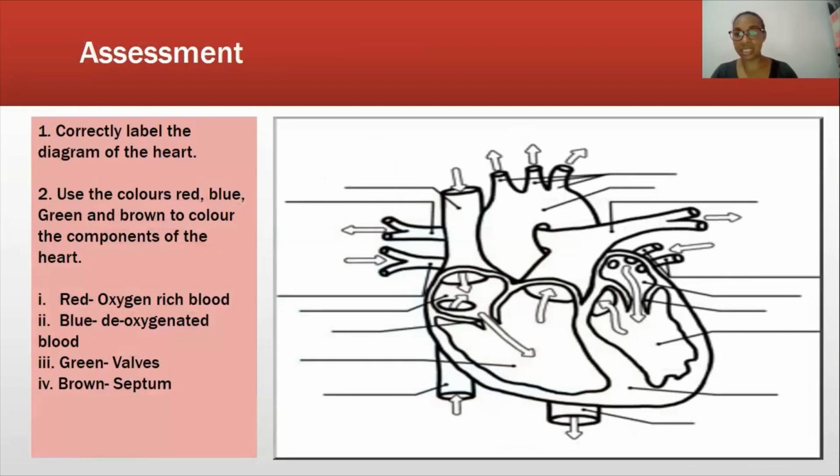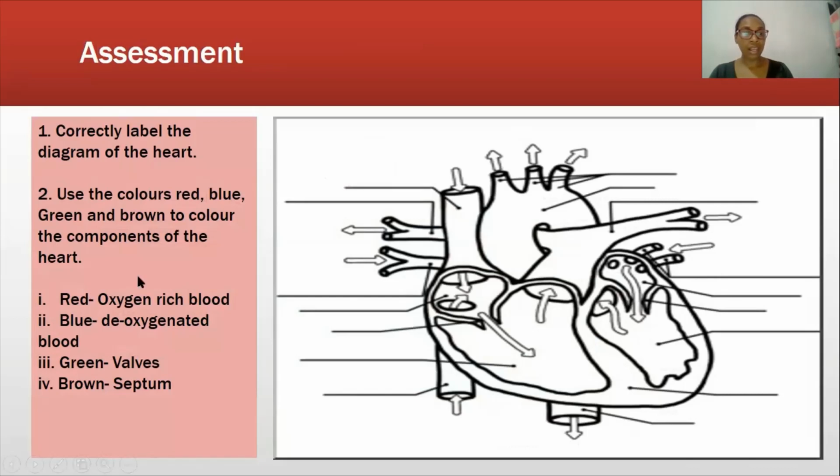On the next slide is a very small assessment that you can take to assess how much you have learned from this lesson. Number one, you correctly label the diagram of the heart. And number two, you use the colors red, blue, green, and brown to color the components of the heart.